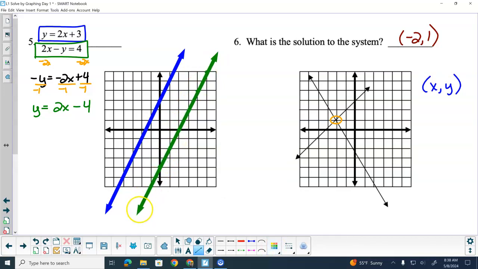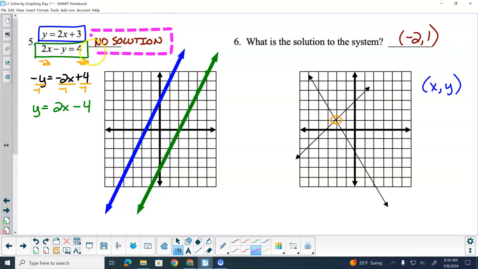Uh-oh. What happened there? Dylan, did they cross like in number 6? No. So that means I can't get a solution, right? Right. So then we would say, in this case, that there is no solution. No solution. Because they don't cross, like in number 6. We're looking for spots where they cross. Okay?